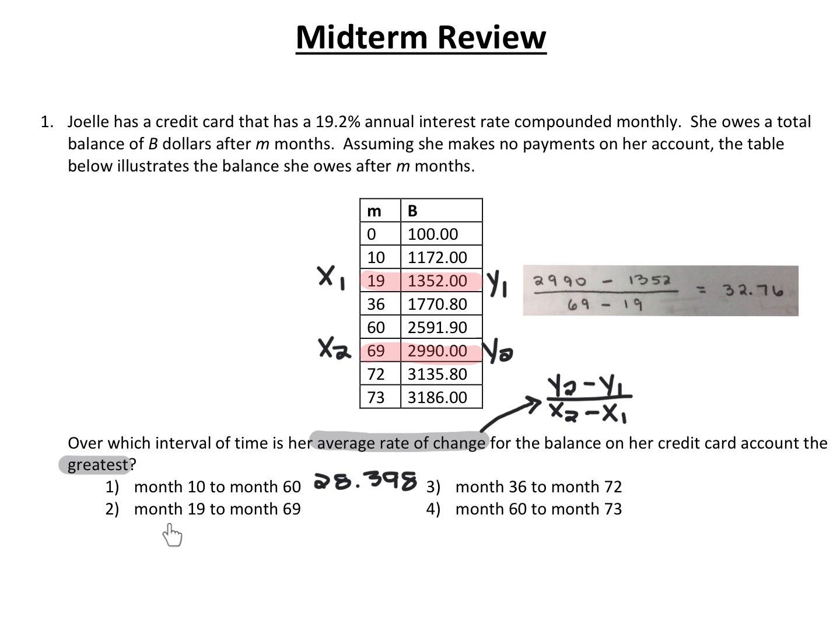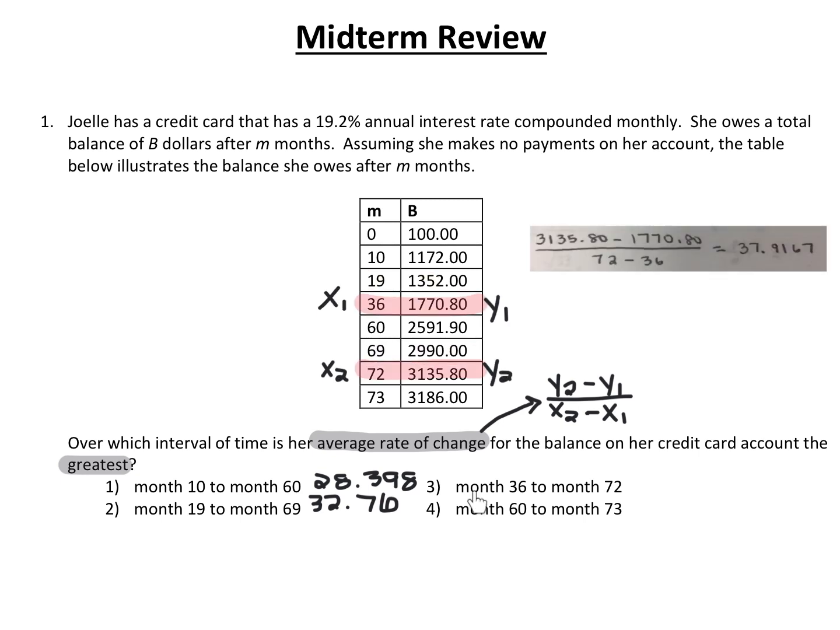Okay, so here's choice 2, month 19 to month 69. So here's month 19, and here's month 69. So do the same thing. Y2 minus Y1 over X2 minus X1. Okay, right there. And when we do, we see that's equal to 32.76. So far, choice 2 is greater than choice 1, so choice 1 cannot be the answer.